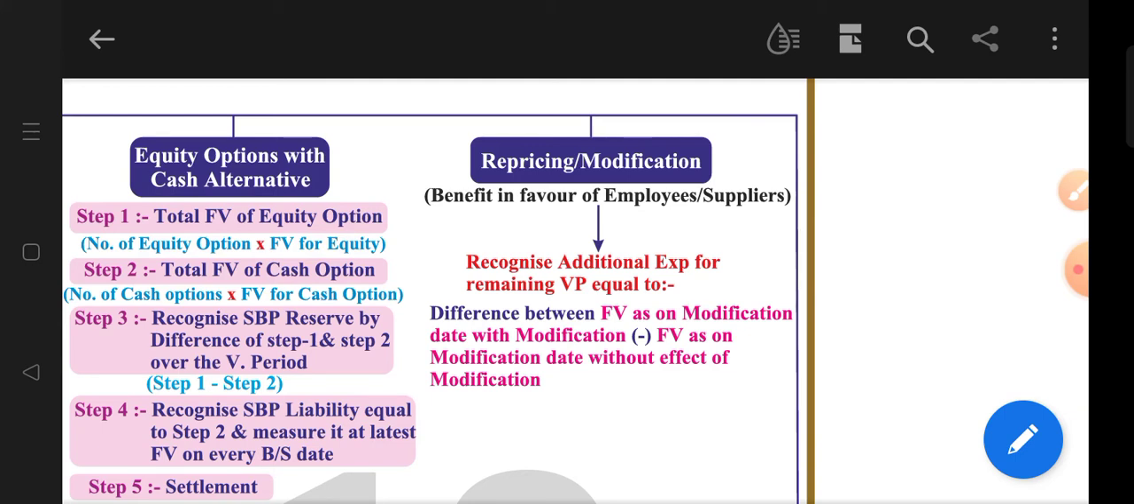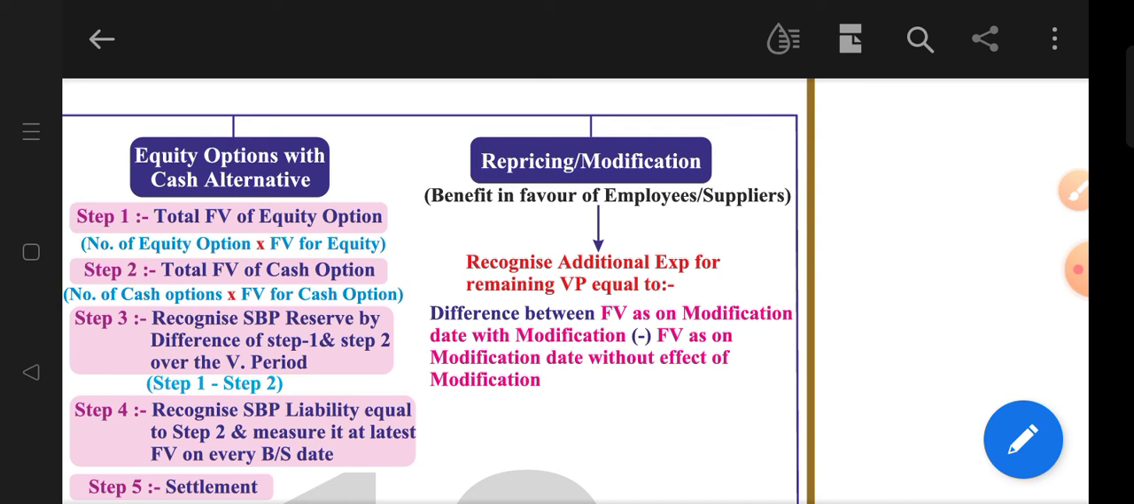The additional expenses: say it is a 3 years period, and only after the second year they are changing this amount, from 5 rupees to 3 rupees. In that case there is 2 rupees additional expense to the company, and the company has to account for the additional 2 rupees expense in the period of the last year only.